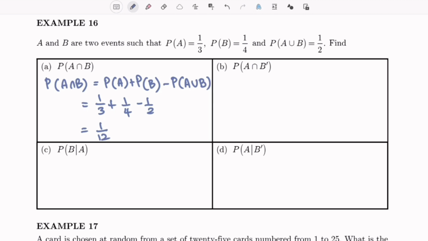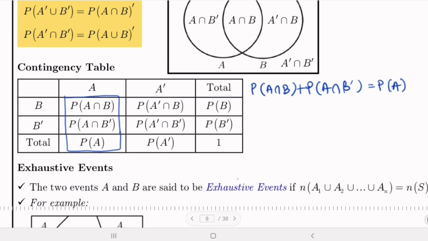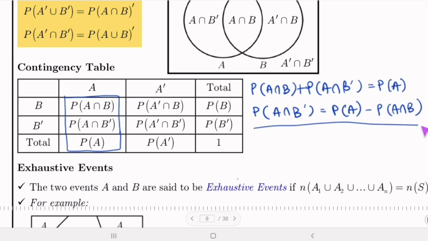Question B, the probability of A intersect complement of B. Let's refer to the contingency table in page 8. You can see here that the probability of A intersect B plus the probability of A intersect complement of B equals the probability of A. Let's write that down. P(A intersect B) plus P(A intersect complement of B) equals P(A). And then we can rearrange this to get P(A intersect complement of B) equals P(A) minus P(A intersect B).